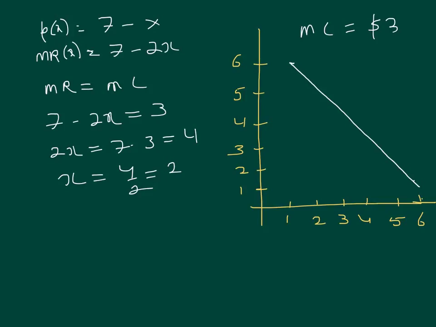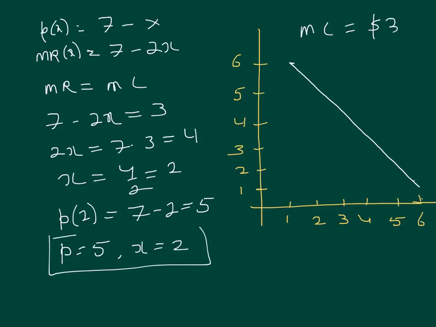So when price is 7 minus 2, which is 5. So when price is 5, we'll have 2 more buyers from this market buying this product. And these 2 buyers would not have bought it at the high price of 7.